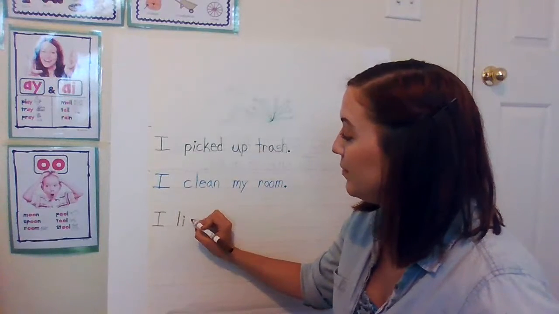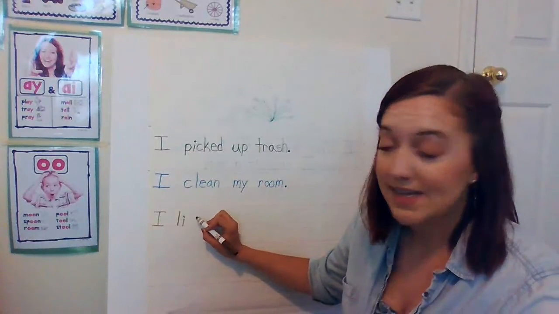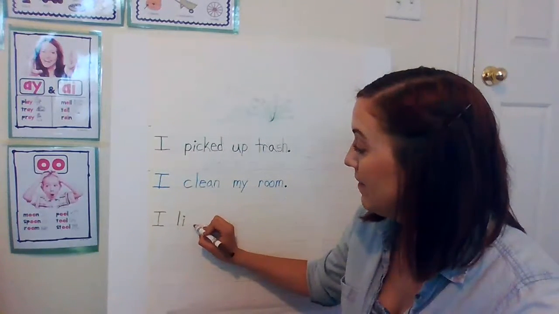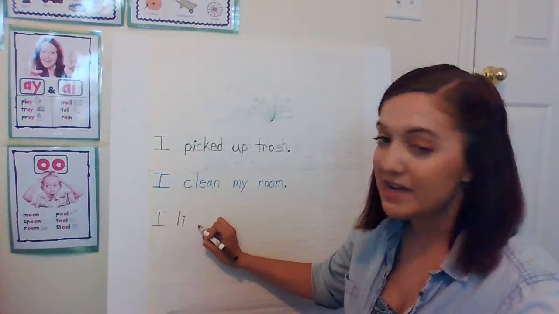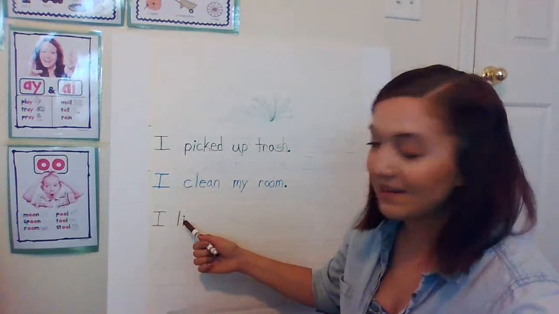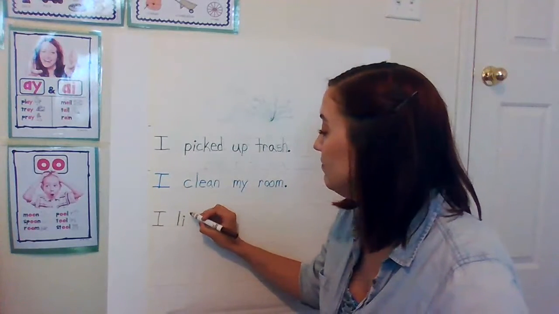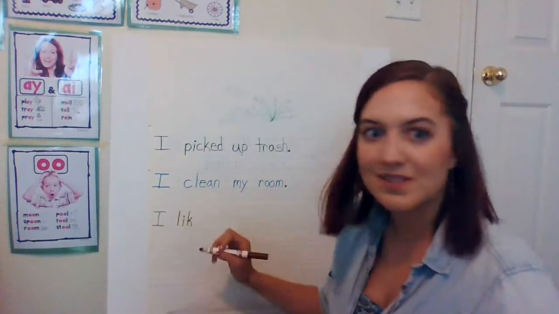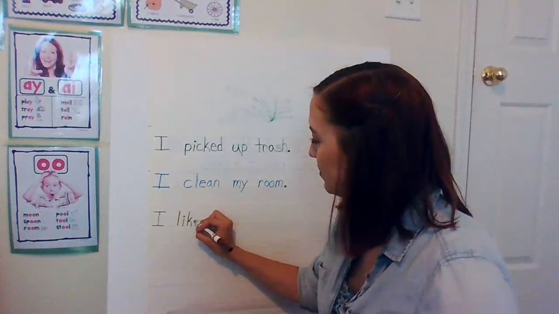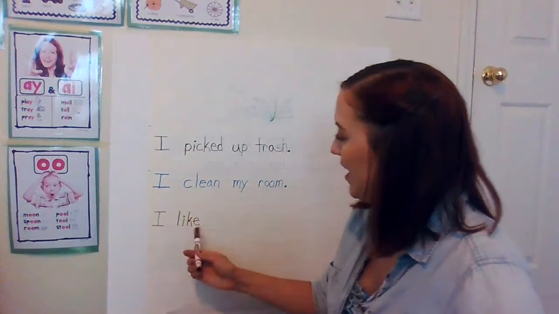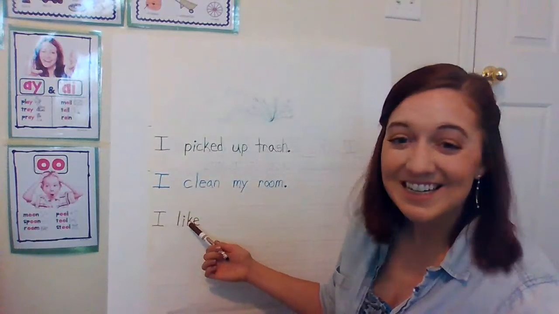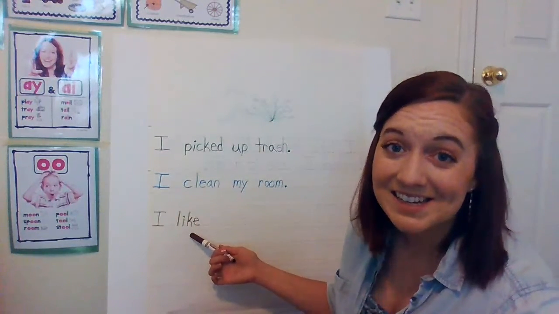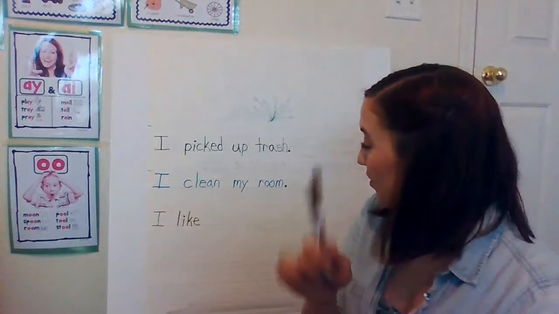I. Remember, the k sound is not going to be a C because we have to have a bossy E over here that's telling the I to say its name. And this is one of our sight words. And it's one of our sight words that we unscrambled this week, so we should know this word. I like. If we had a C here, this would say lice. That's not the word we want. We want the word like.